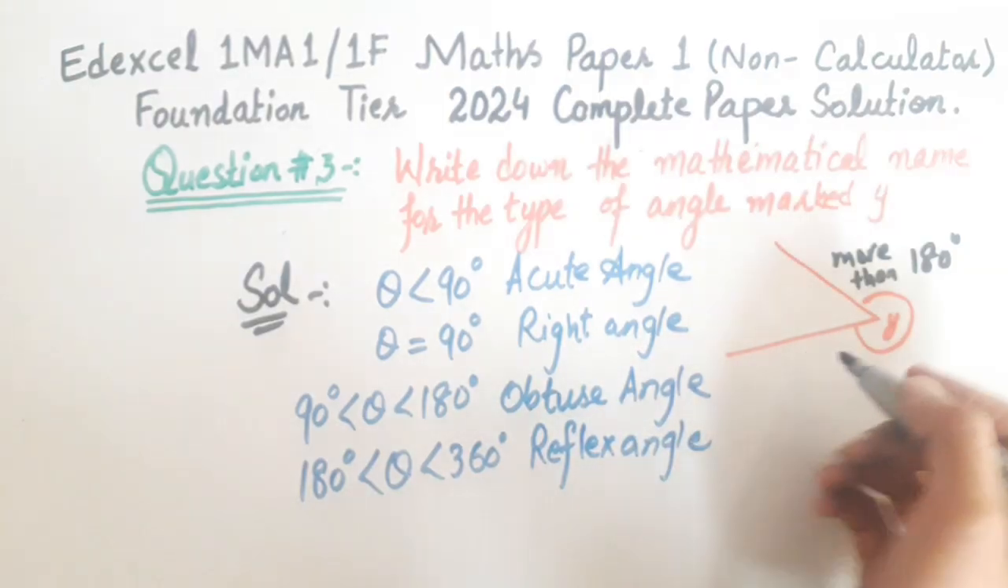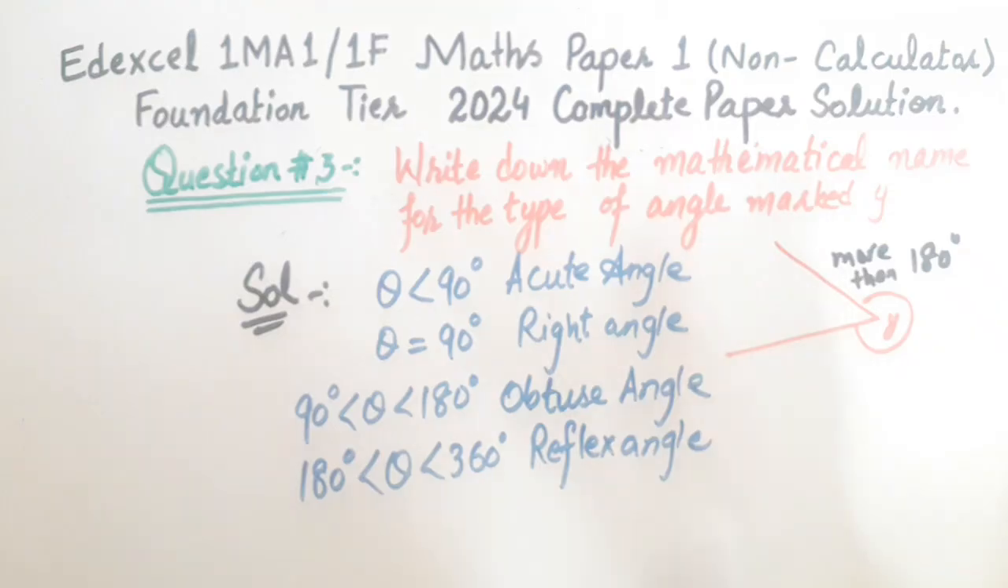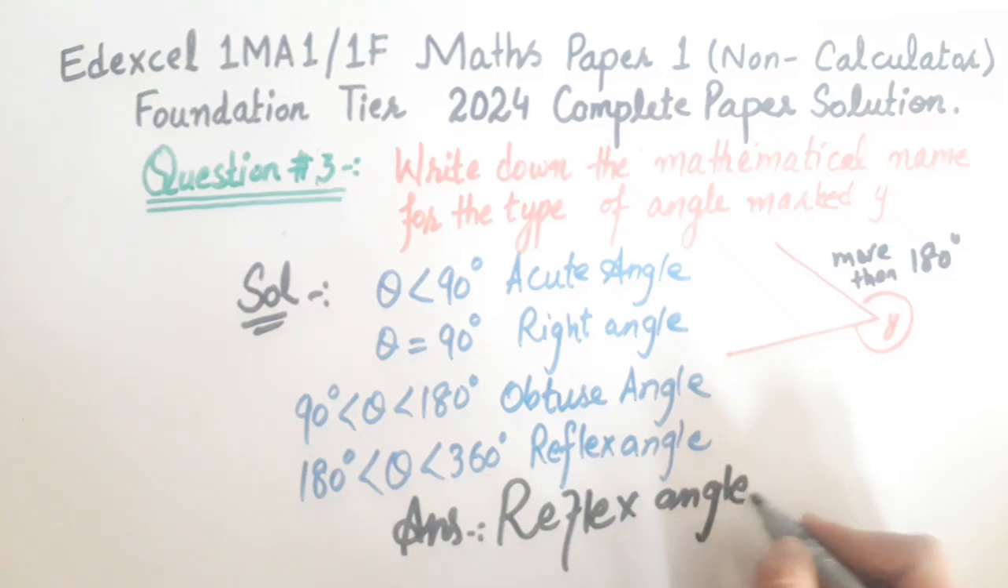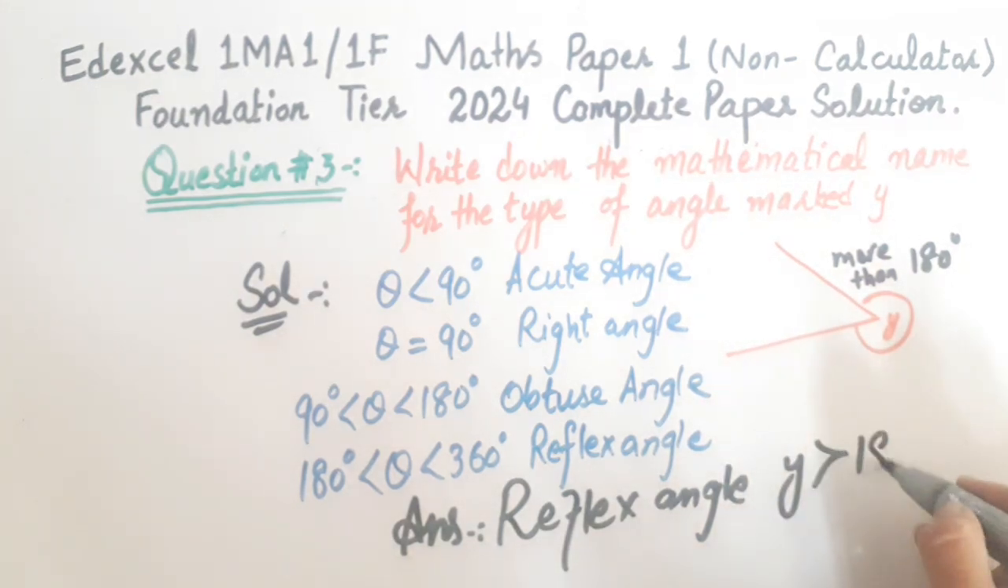So in this question you can see that our angle is more than 180 degrees. So we will write the final answer that our angle is a reflex angle, because our angle y is greater than 180 degrees. Now this is the solution of question number 3. Now we will solve question number 4.